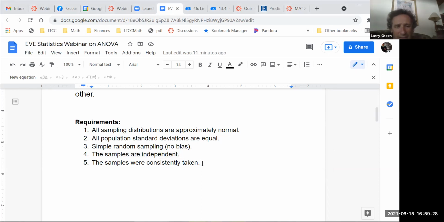Okay, and then the last requirement is the samples were consistently taken. That one is very doable as long as you do it right. So let me tell you, I like this GPA example. Do you think you could do this GPA study by yourself? Survey at least 31 people in every state in America?